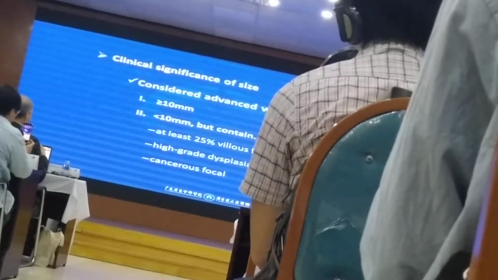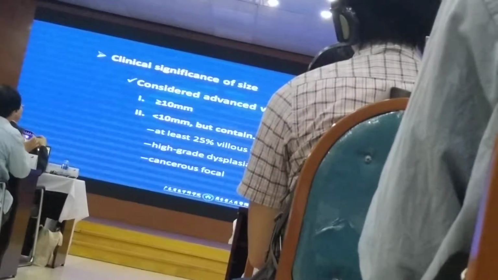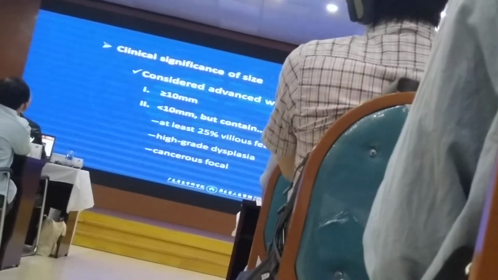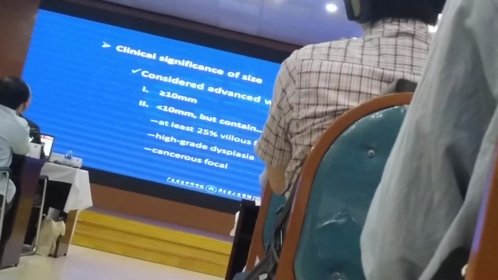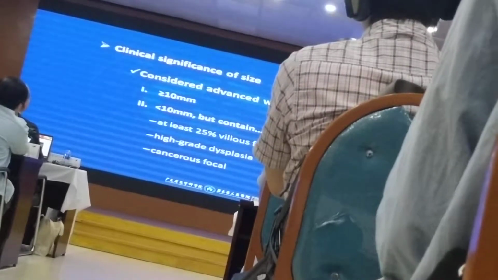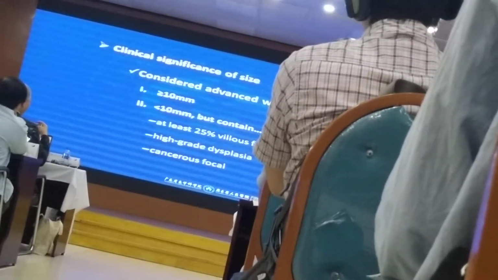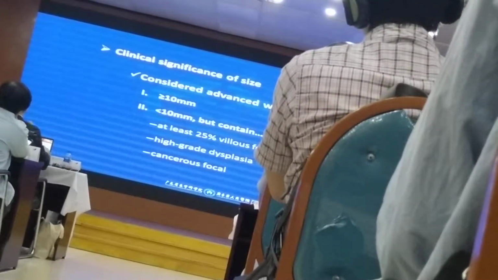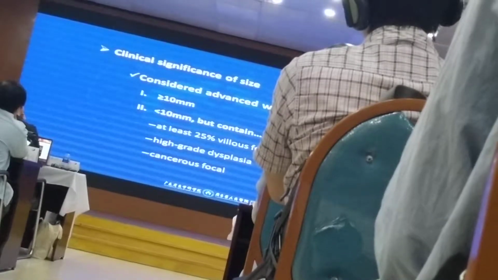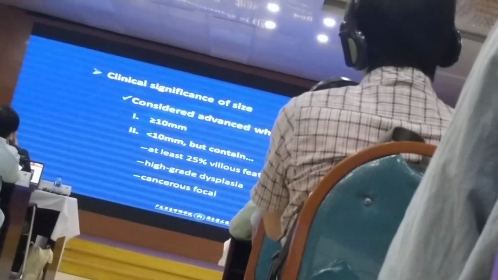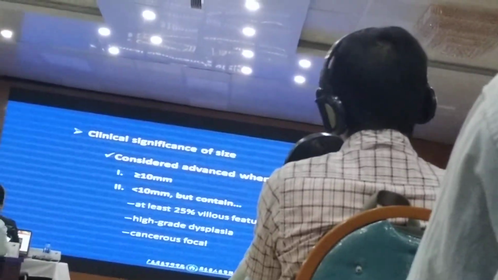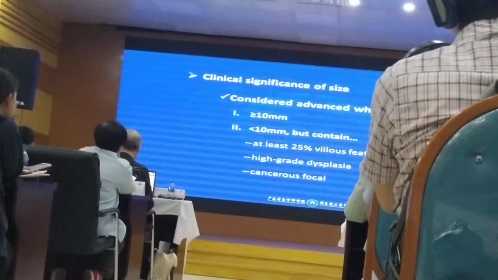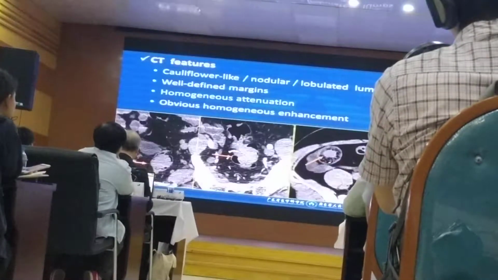If the lesion is larger than 10 millimeters, its clinical significance should be noted. However, there are several conditions we should also pay attention to, even if the lesion is less than 10 millimeters. For example, when it contains more than 25% of villous structure, or high-grade dysplasia, or cancerous focus, it is also of clinical significance.